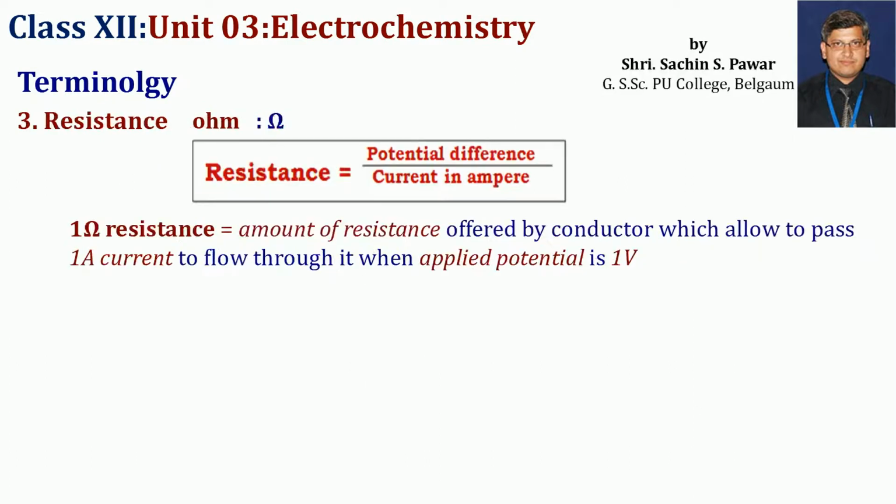The third point is resistance, and as the name suggests, resistance means opposition to the flow of current. As we know from physics, the unit of measuring resistance is ohm, and it is potential difference upon the current in amperes. Using the formula, 1 ohm of resistance is equal to the amount of resistance offered by the conductor which allows 1 ampere current to flow through it when applied potential is 1 volt.